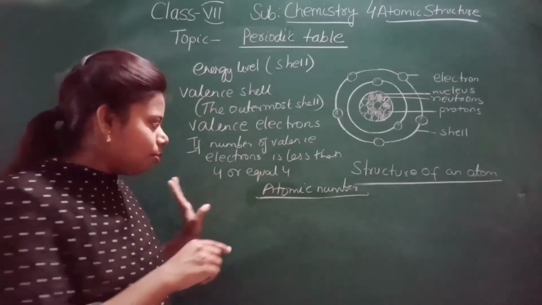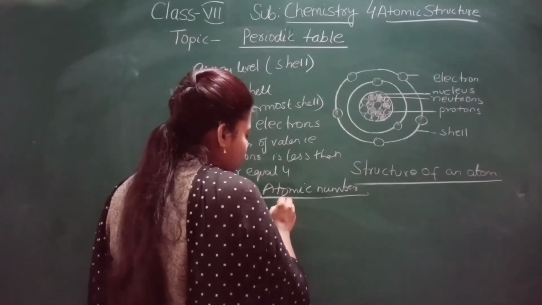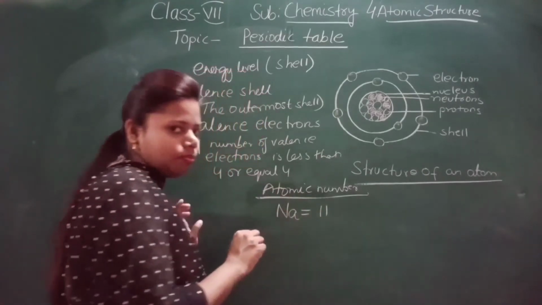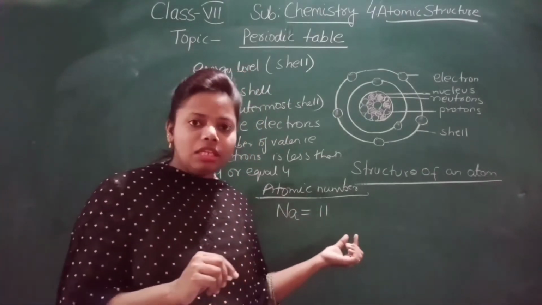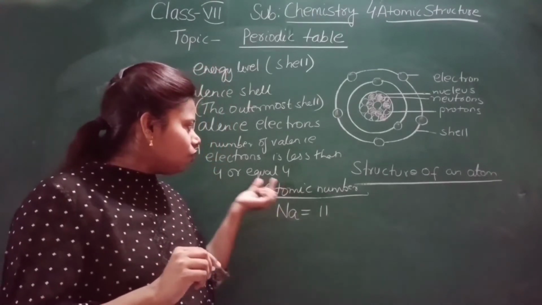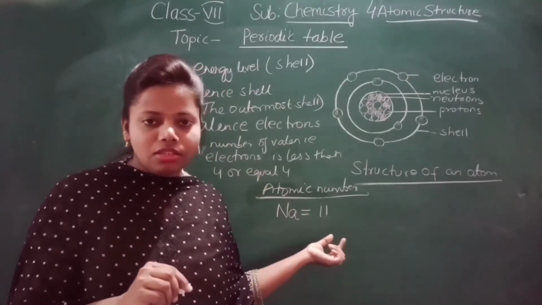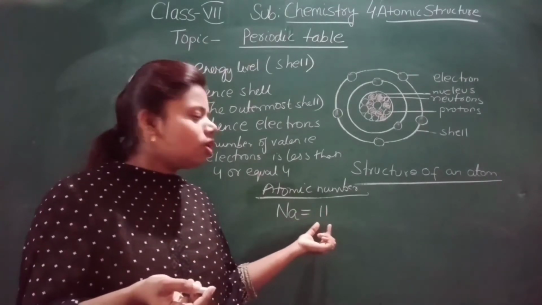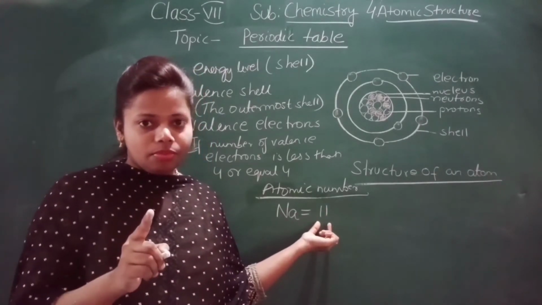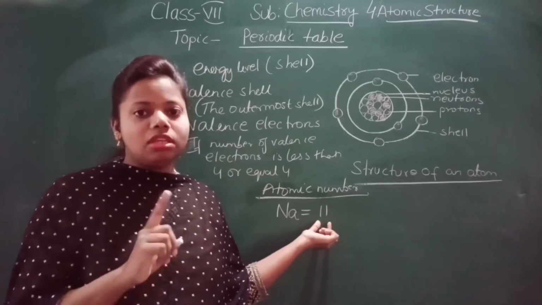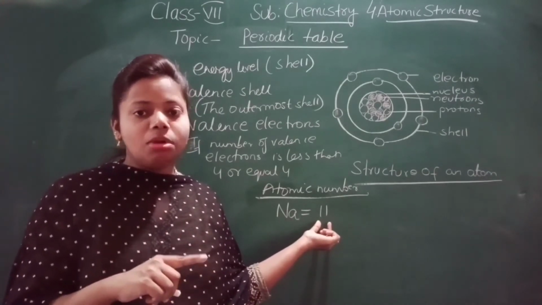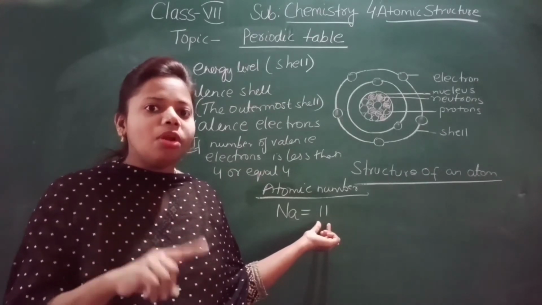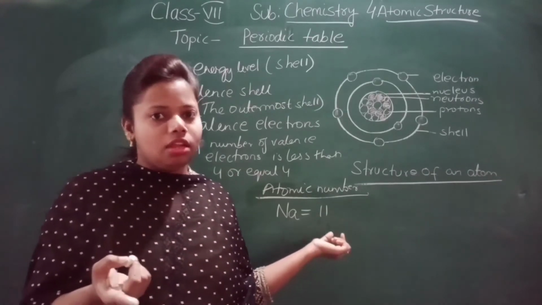For example, the atomic number of sodium. Sodium atomic number is how much? It is 11. So see here, I said that from valence electrons we can get the valency of sodium or another element also. Here the atomic number of sodium is 11. That means the number of protons is 11, and the number of electrons is also 11, because the number of protons and number of electrons are equal.